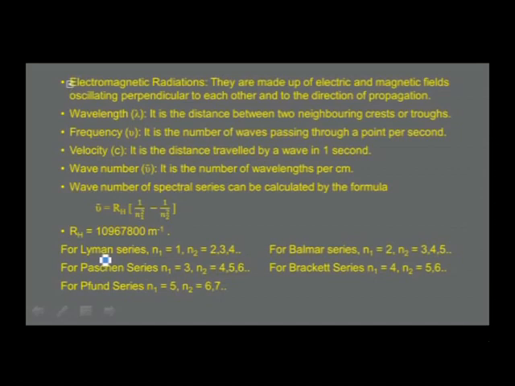The number of spectral lines, before going to the number of spectral lines, let me tell you, the wave number of the spectral line is calculated by the formula RH, which is Rydberg constant, into 1 by n1 square minus 1 by n2 square. RH is equal to 109678 per meter, or 1.09678 into 10 power 7 per meter. For Lyman series, n1 is equal to 1, n2 is equal to 2, 3, 4, etc. Likewise, you can understand for different spectral series.